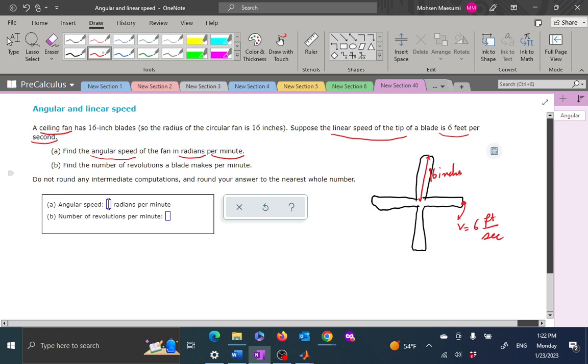As before, we know the velocity. Velocity is 6 feet per second. We know that v is equal to r omega. We know r is 16 inches. We already see that this is feet, this is inches. We have to use the same type of units throughout so that the cancellation works out properly. So either we have to change the inches to feet or the feet to inches, either way.